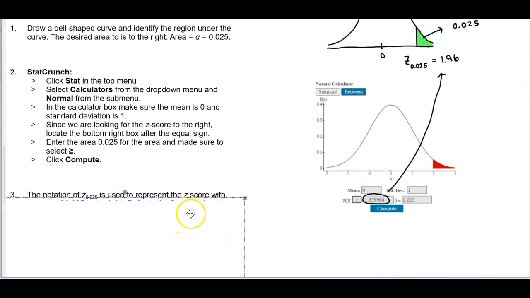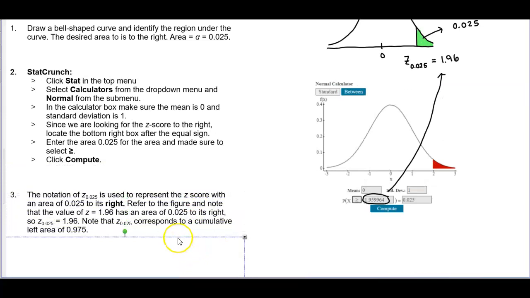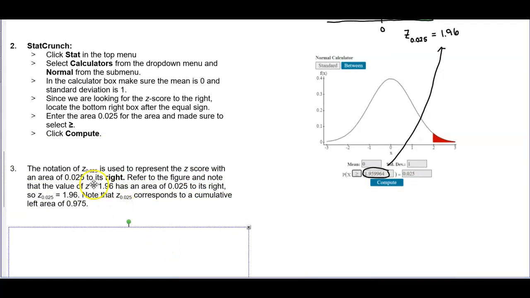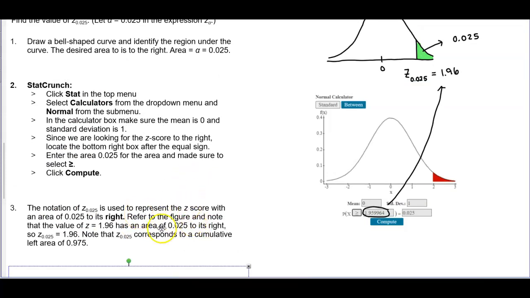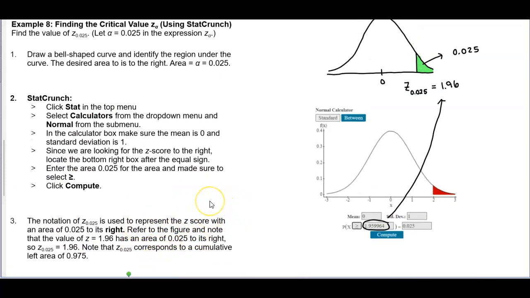Let's take a look at the interpretation here. So again, the notation z subscript 0.025 is used to represent the z-score with the area of 0.025 to its right. So referring to the figure, note that the value of z equal to 1.96 has an area of 0.025 to its right. Now, again, here's what it gives us. Now note that the area to the left would be the following.